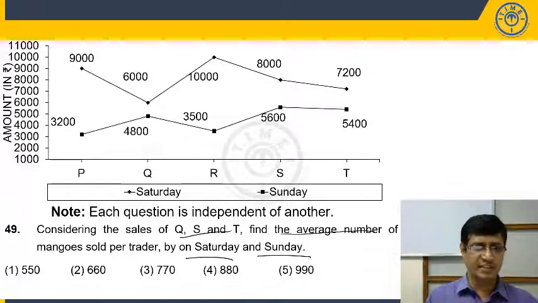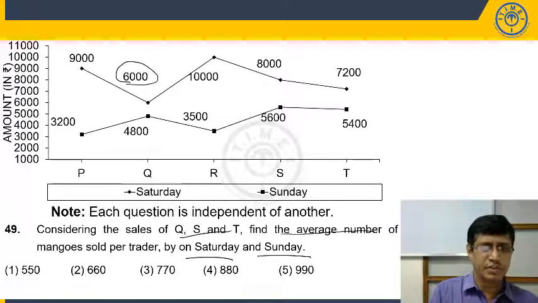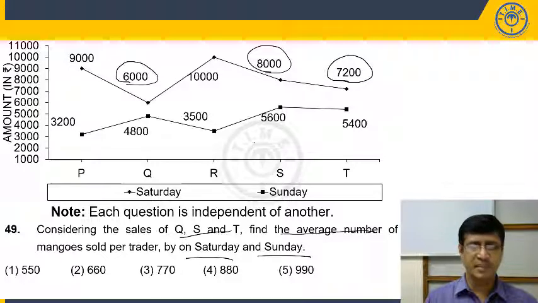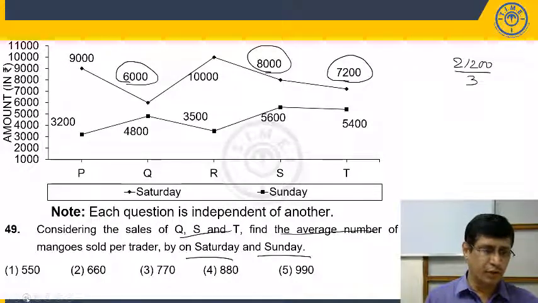What about Q, S, T on Saturday? The value of Q is 6,000, S is 8,000, T is 7,200. So how much is the sum of these values? 6 plus 8, 14. 14 plus 7.2, it is 21,200. Average is how much? Divided by 3. But the number of mangoes is asked, so to find the number of mangoes we divide by the cost per article.